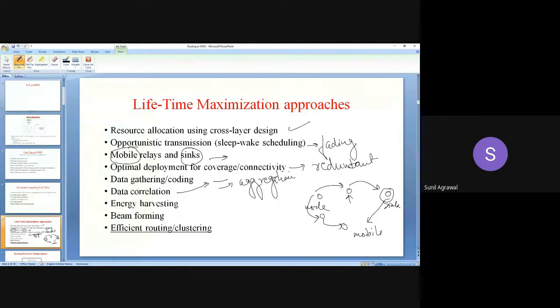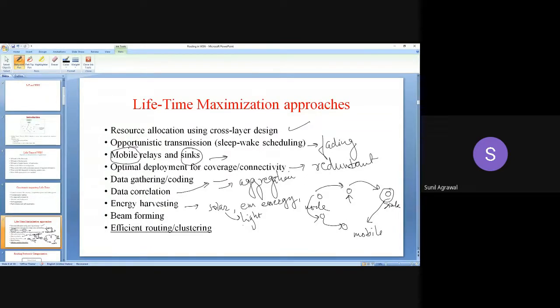So data correlation is also exploited in this aggregation or compression technique. Another thing is energy harvesting. So this is of course very good for charging the battery of sensor nodes. So energy harvesting may be through solar, EM energy, light energy, which is nothing but solar energy. So energy harvesting approaches can be used with the sensors.